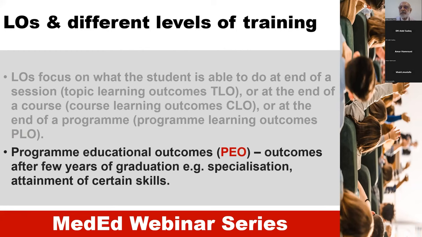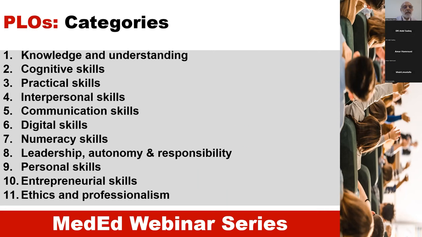There is another term used, which is program educational outcomes, or program educational objectives also. These are the learning outcomes which a graduate is expected to achieve a few years after graduation. It may be regarding the specialization or attainment of certain skills. The Malaysian Medical Council and Malaysian Qualification Agency categorize the program learning outcomes under the following headings or areas: knowledge and understanding, cognitive skills, practical skills, interprofessional skills, interpersonal skills, communication skills, and so on, till ethics and professionalism.